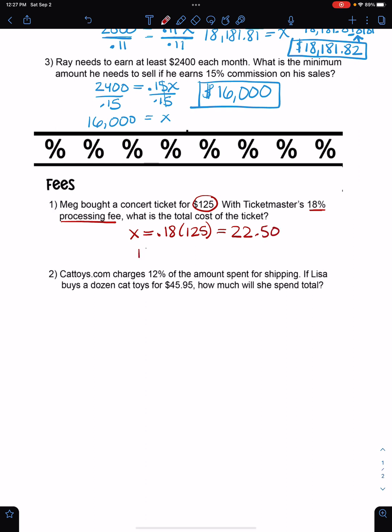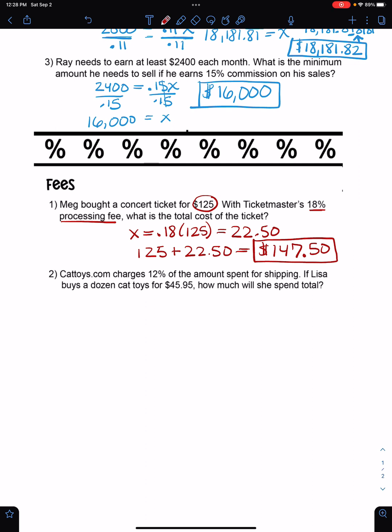So all together, Meg's concert ticket is going to be $125 plus $22.50, which is $147.50. It's always going to cost more than the actual ticket price. When I look for Dodger tickets, I like to use SeatGeek, and I turn on the setting that shows the total price with the fees, so I'm not surprised by all those extra fees at the end.